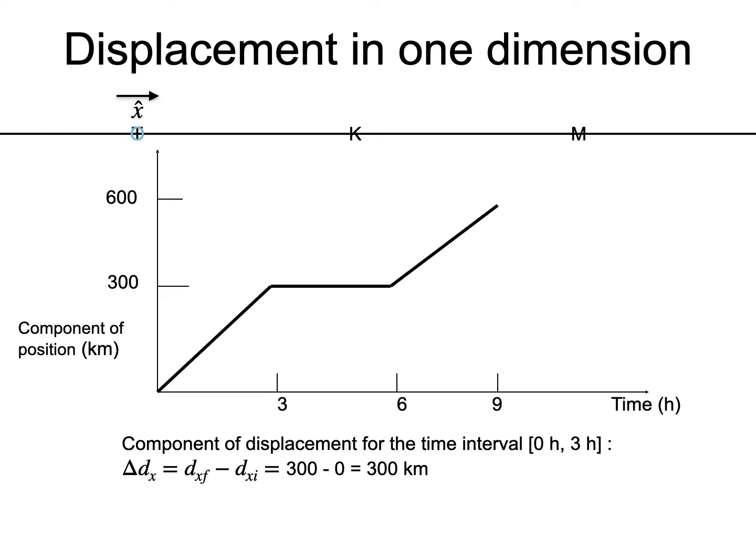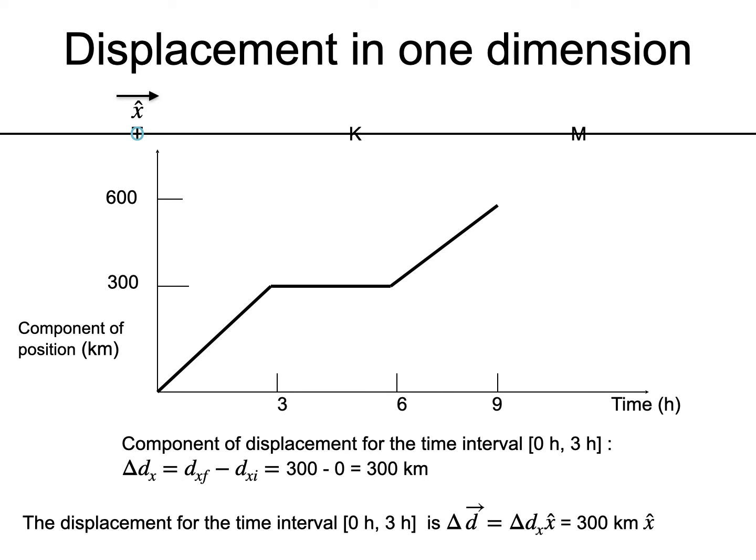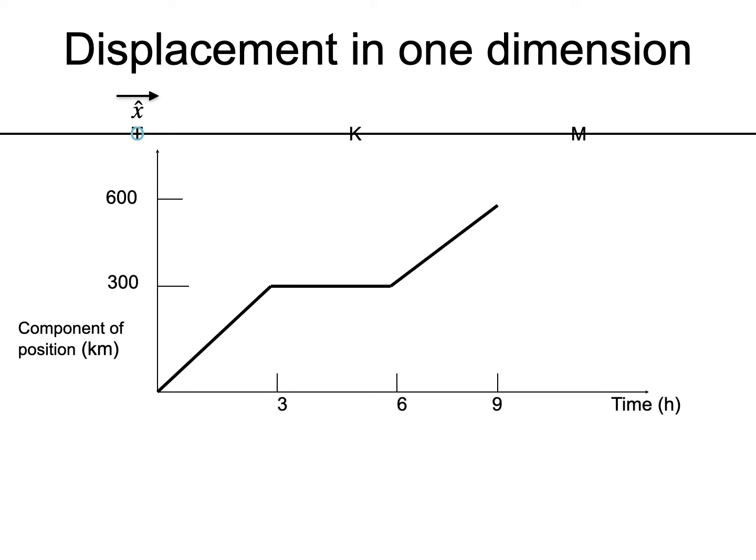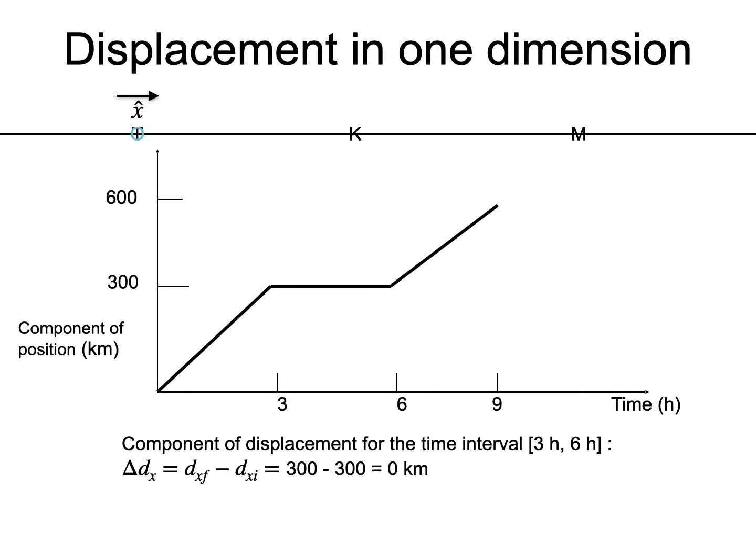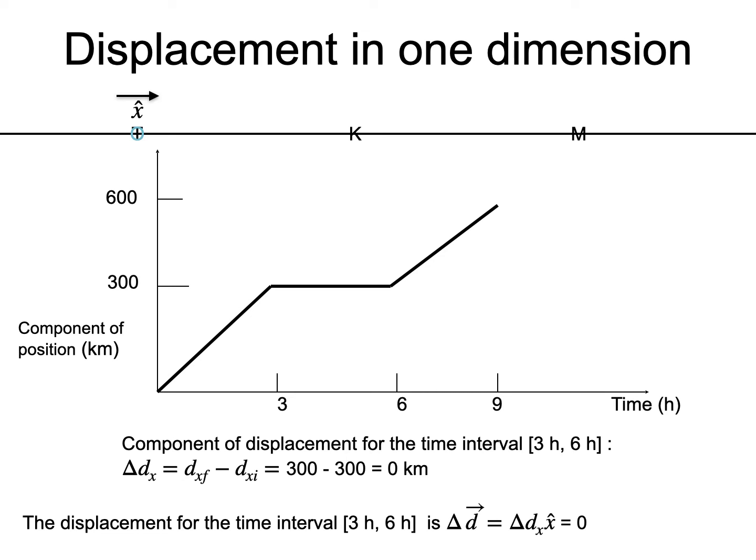The displacement on that time interval must be expressed by multiplying the component of the displacement with the unit vector x hat. Let us now repeat this calculation for a different time interval, the time interval from 3 hours to 6 hours. For this new time interval, both the initial and the final components of position are 300 kilometers, which makes the component of displacement 0. The vector displacement is also 0. This should not be surprising since the car stayed in Kingston during the whole time interval.